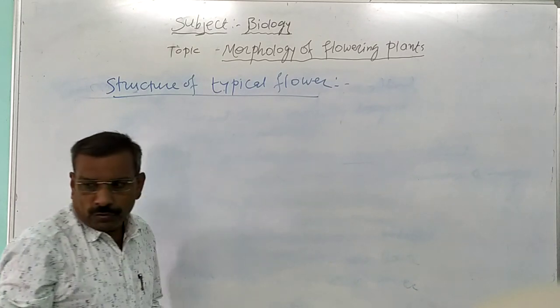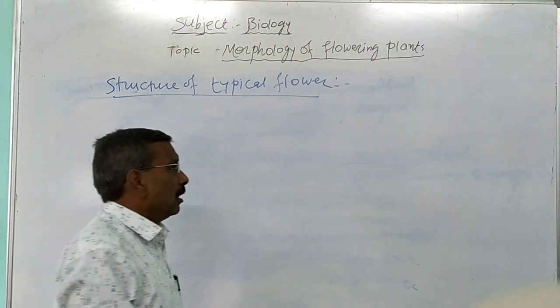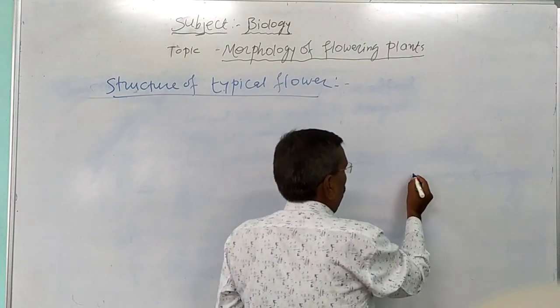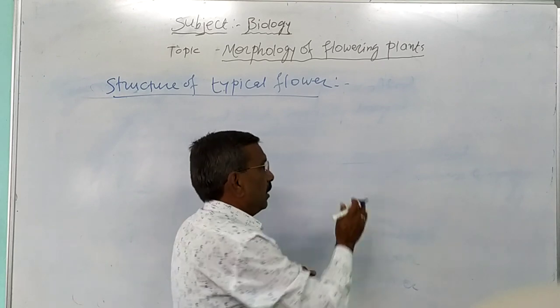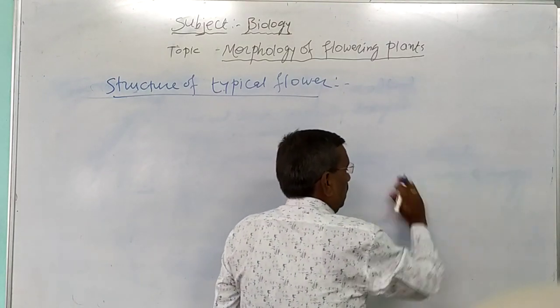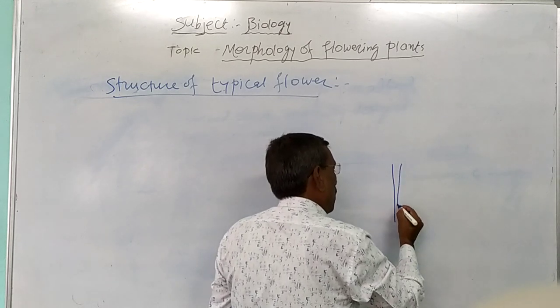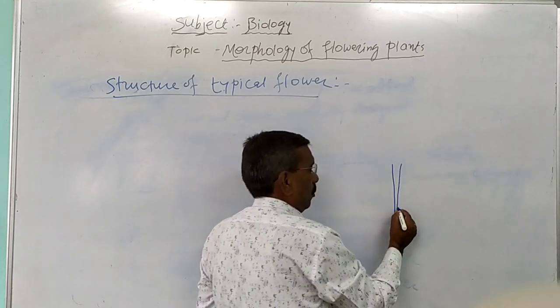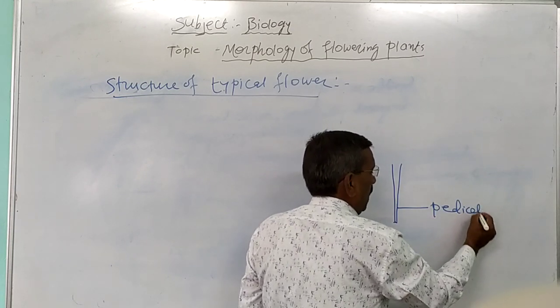Now, all of you know the definition of a flower. Now we are going to study the structure of the flower. The flower is produced from the shoot system. It may be in a terminal position or an axillary position. This one is the stalk of the flower. All of you know the stalk of the flower is known as a pedicel.